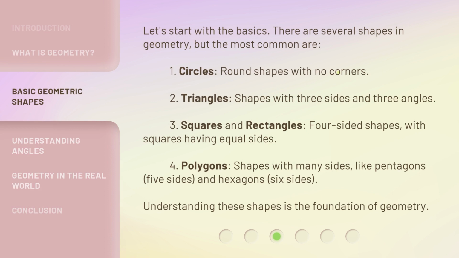Let's start with the basics. There are several shapes in geometry, but the most common are: 1. Circles, round shapes with no corners. 2. Triangles, shapes with 3 sides and 3 angles. 3. Squares and rectangles, 4-sided shapes, with squares having equal sides. 4. Polygons, shapes with many sides, like pentagons, 5 sides, and hexagons, 6 sides. Understanding these shapes is the foundation of geometry.